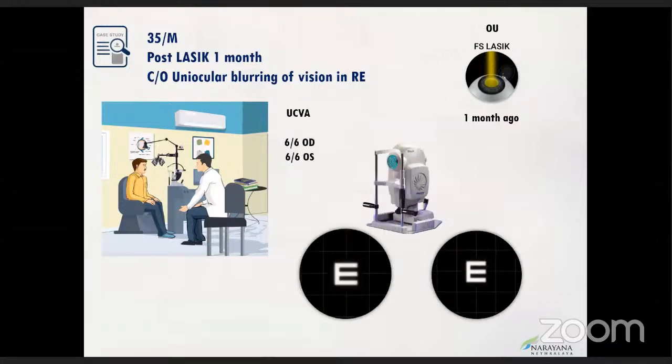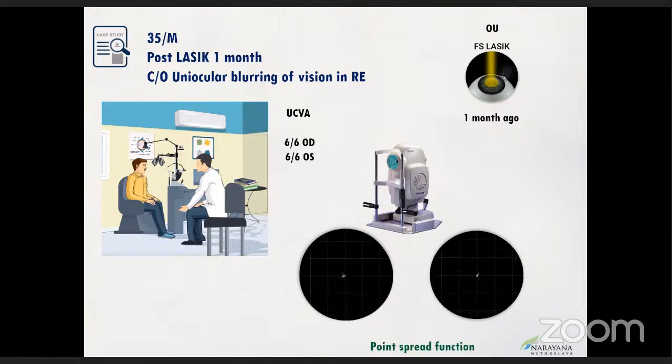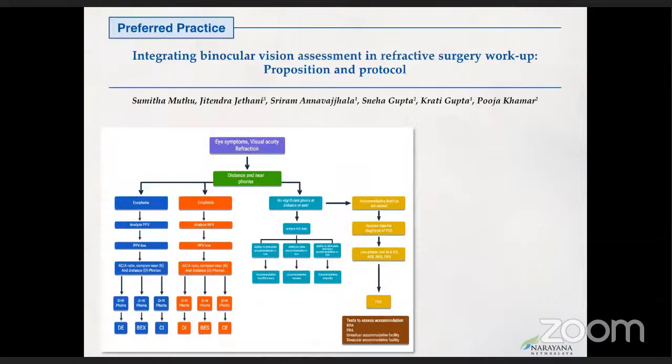We also did an Eye Trace just to know if there is any aberrometry that is at fault, but the point spread function of both the eyes was normal. Then we went ahead and also did an orthoptic evaluation to look for the presence of any unmasked NSBVA, and that also turned out to be normal. Next slide, please.